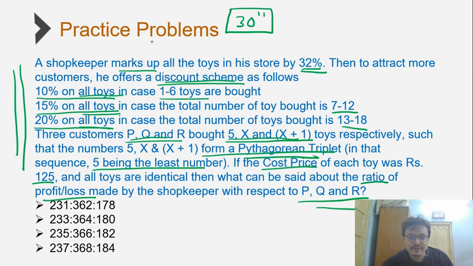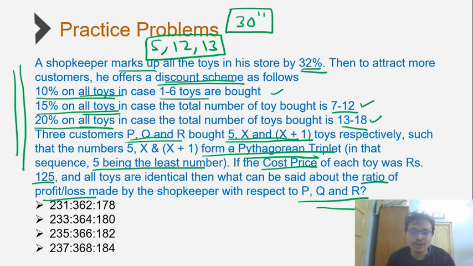The Pythagorean triplet with 5, x and x plus 1 is 5, 12, 13, which again means one of them falls in the 10% category, one in the 15%, one in the 20%, so all of them are at different places. Also, if you look at the cost price of each toy, that is also something to take into account. And finally, look at the profit or loss. So there's the margin component, the discount component, all of which you need to take into account.